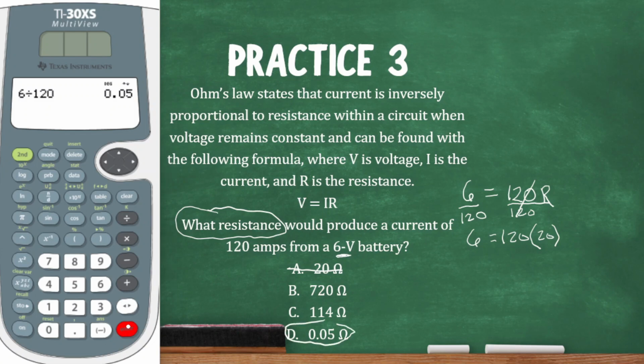If I want to check my answer, I could go ahead and do that by plugging it in. So is 6 equal to 120 times what we found to be the R, 0.05? Let's try it out. 120 times 0.05. And it is equal to 6, so D is the correct answer.